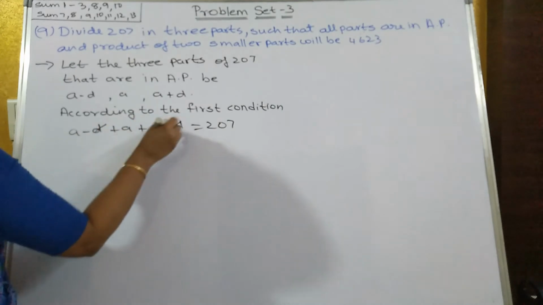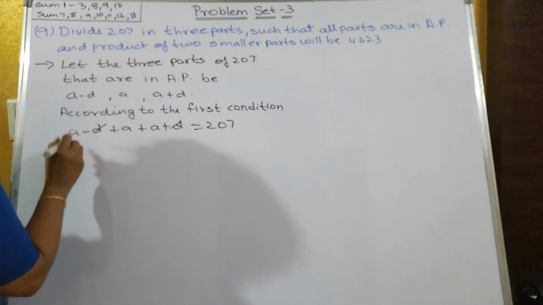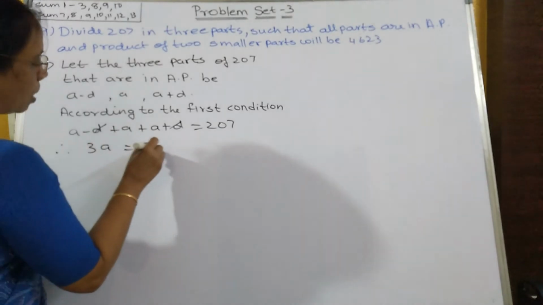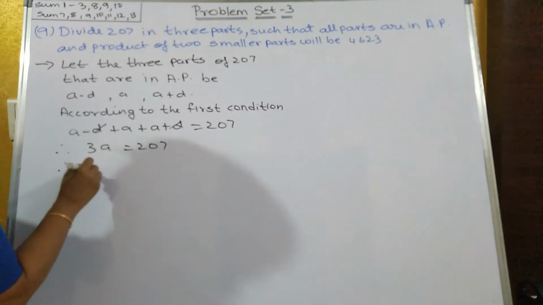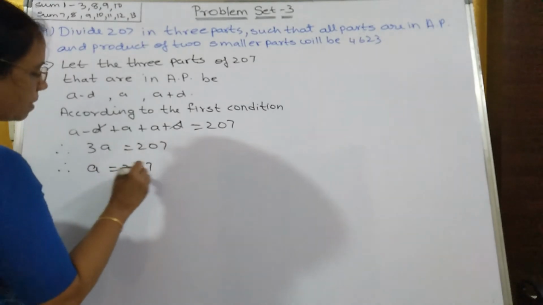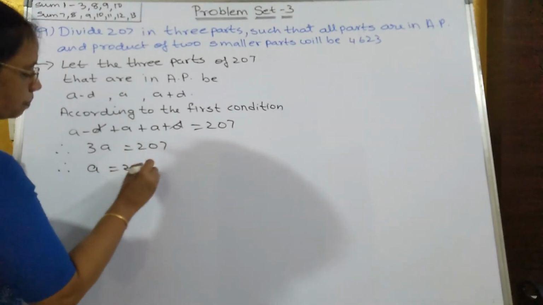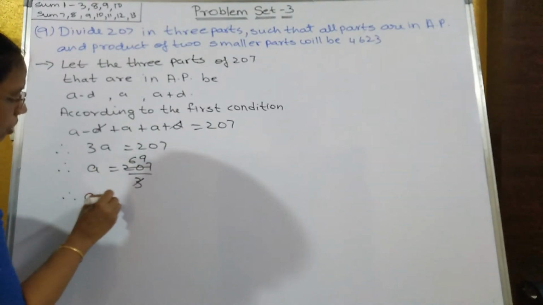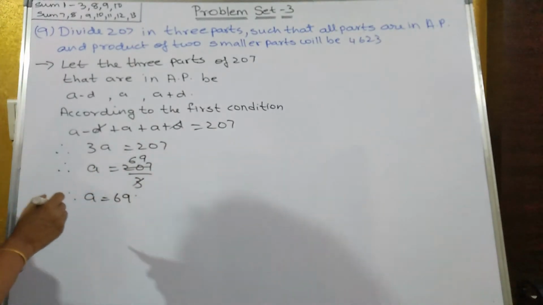Minus D plus D will go away. Therefore, how many A's are there? 3 A's. So 3A is equal to 207. Therefore, A is equal to 207 upon 3. Therefore, A is equal to 69. Now, what is the second condition?